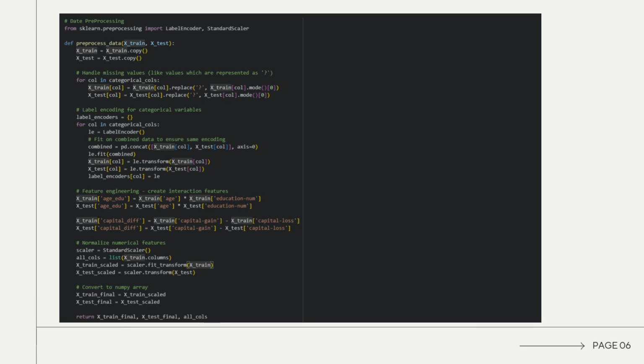Third, I created some feature interactions like multiplying age by education level and calculating the difference between capital gains and loss. These give the model more information to work with. So finally, I normalized all features using standard scaler, so they are on the same scale. This is important because GP operations work better when the values are comparable.